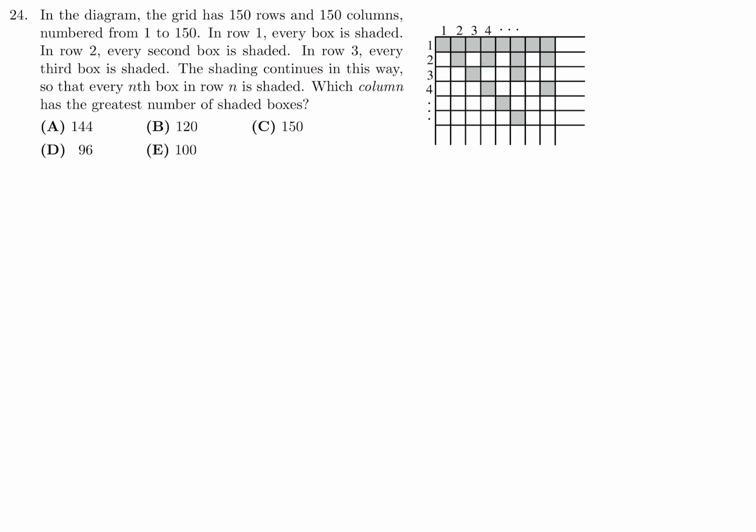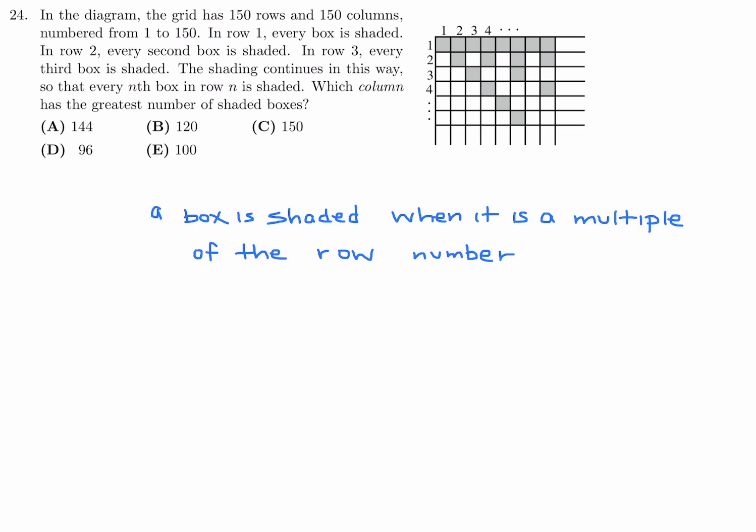Now, what's the story here? Like, why or when is a box shaded? A box is shaded when it is a multiple of the row number. That is the key to understanding this question. So, for example, in row number 2 right here, the boxes that are a multiple of 2 are shaded. So this is the second box, it's shaded. This is the fourth box, that's a multiple of 2, it's shaded. This is the sixth box, which is a multiple of 2, it's shaded, and so on.